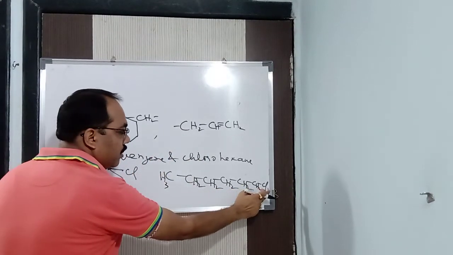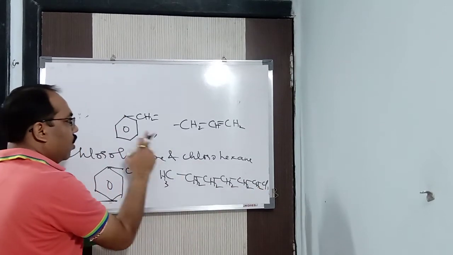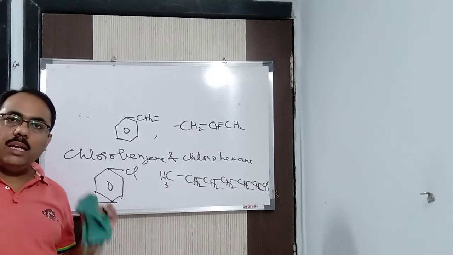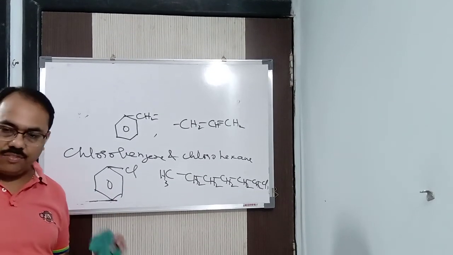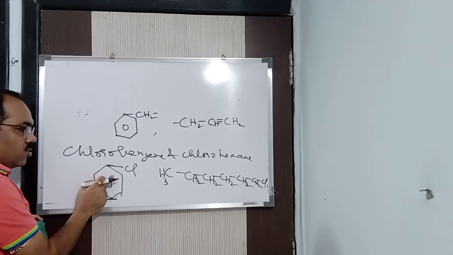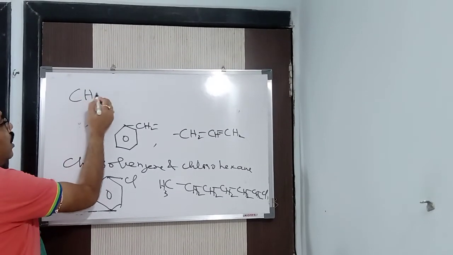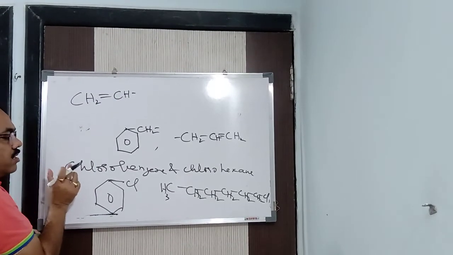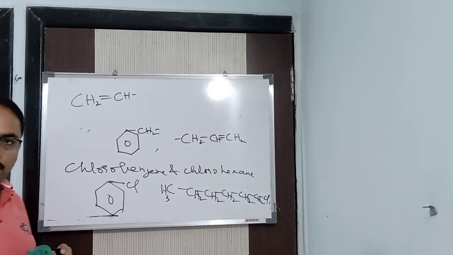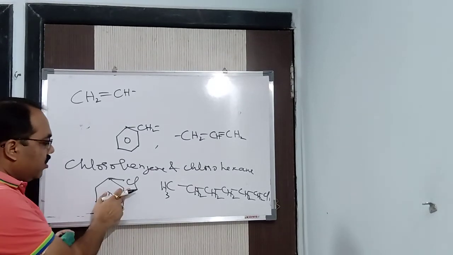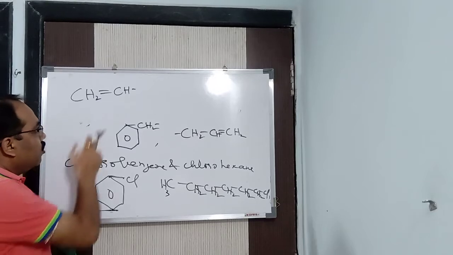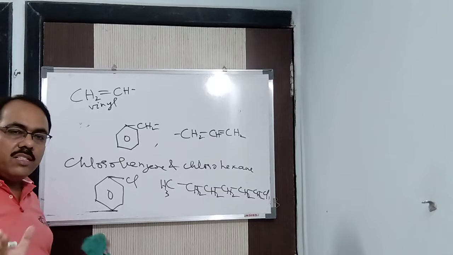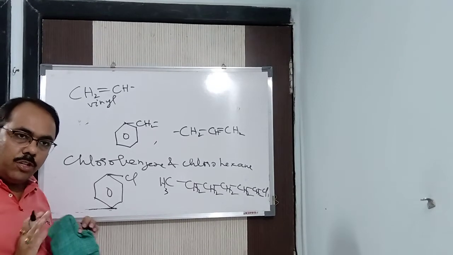When the halogen atom is attached to the alkyl group, the benzyl group or the allyl group, the halogen atom is labile in nature. Labile means reactive. But when the halogen atom is attached to an aryl group or a vinyl group, CH2 double bond CH, it is inert in nature. Inert means it is not going to react and is not going to be replaced.